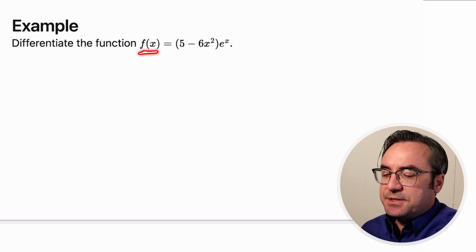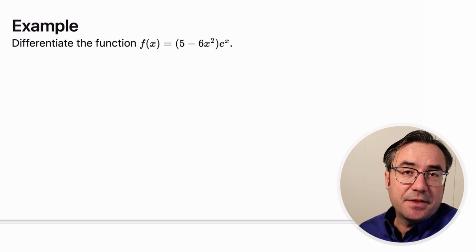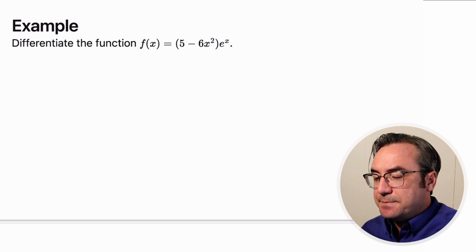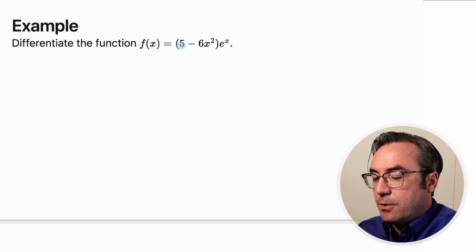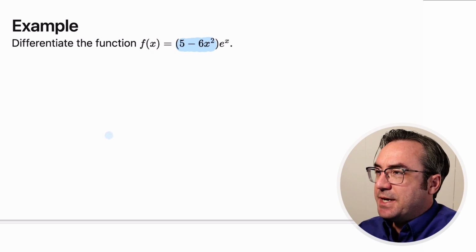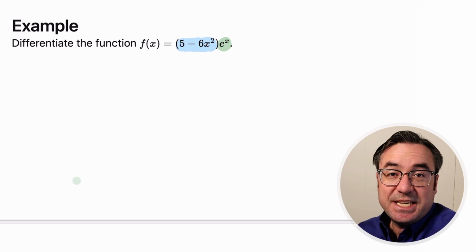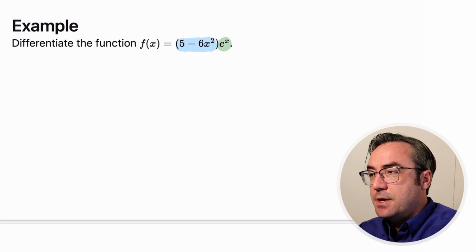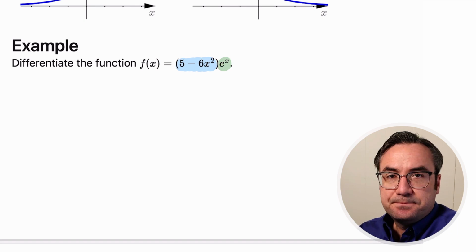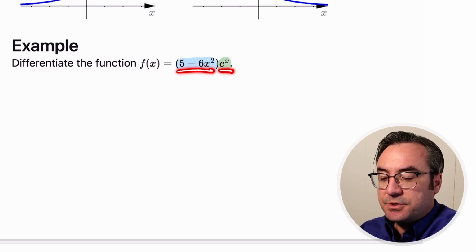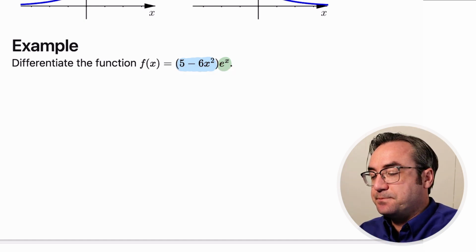So we've got a function f of x equals 5 minus 6x squared, times e to the x. Let's try differentiating this. What do we have? If we look at this, there's a product going on. We've got this 5 minus 6x squared term, and then multiplying that is this e to the x term. There are x terms here, x terms there, and multiplication in the middle, so we've got to use our product rule.